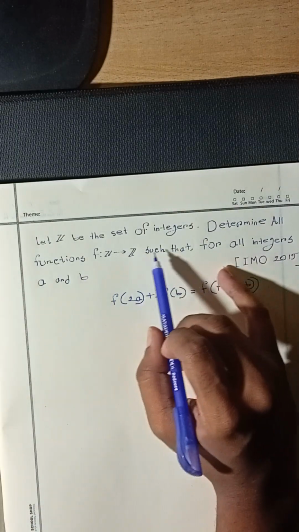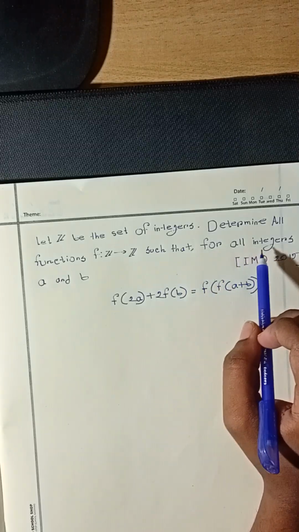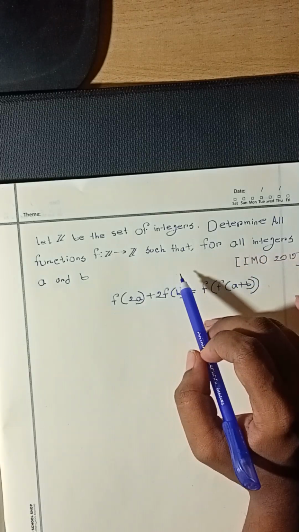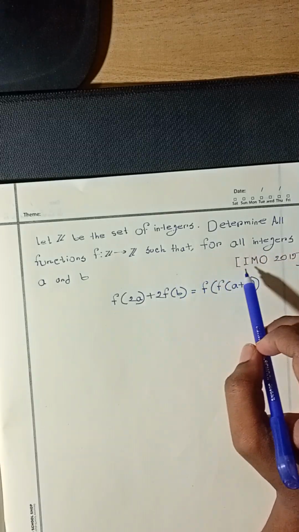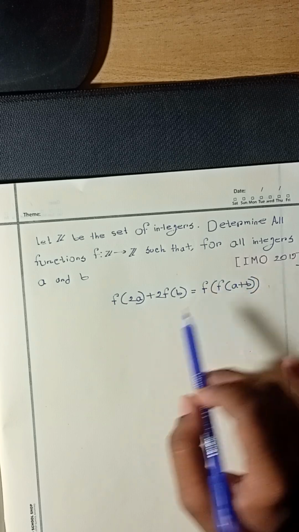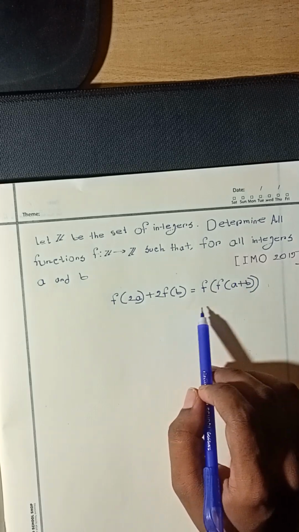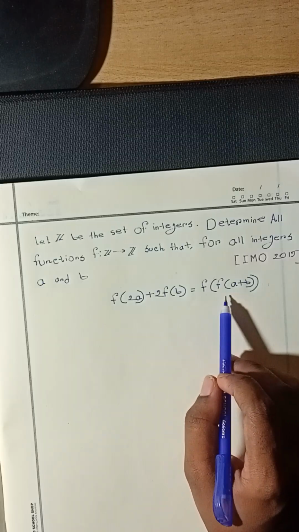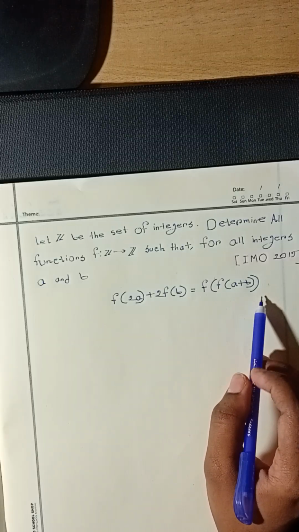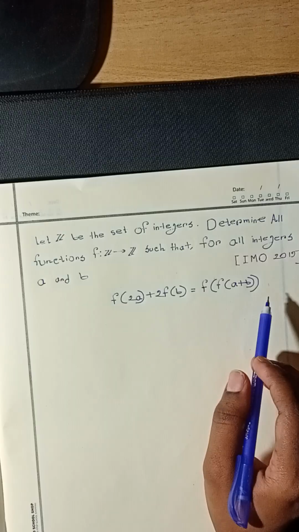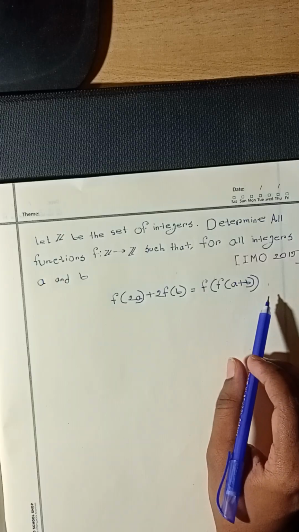Let Z be the set of integers. Determine all functions f from Z to Z such that for all integers a and b, the following is true: f(2a) + 2f(b) = f(a + b). Okay, sounds interesting. It's really a good question.